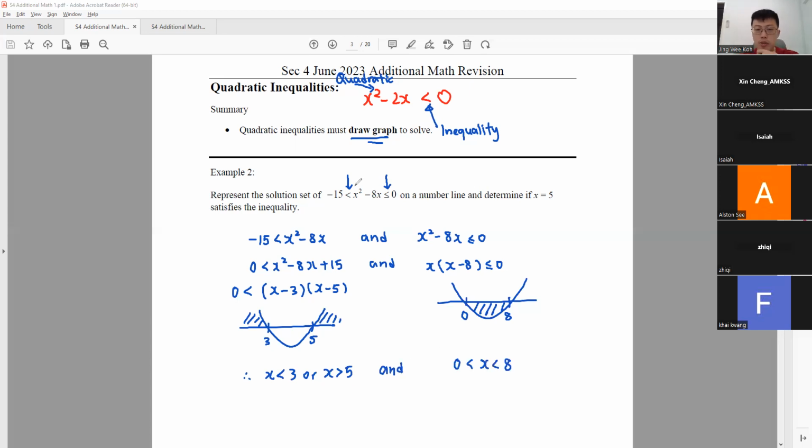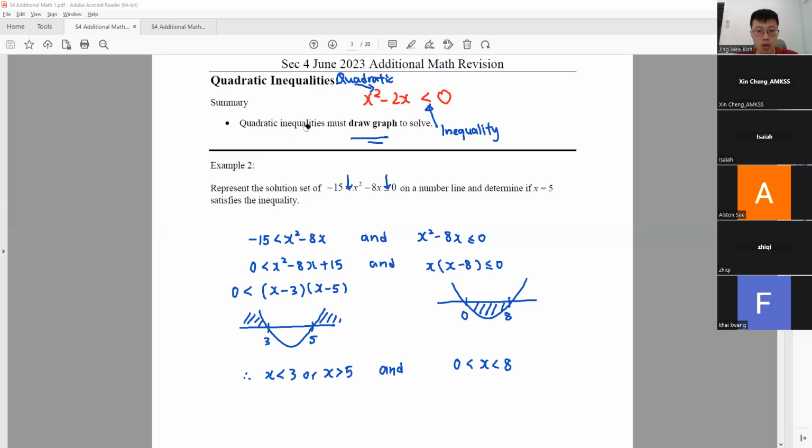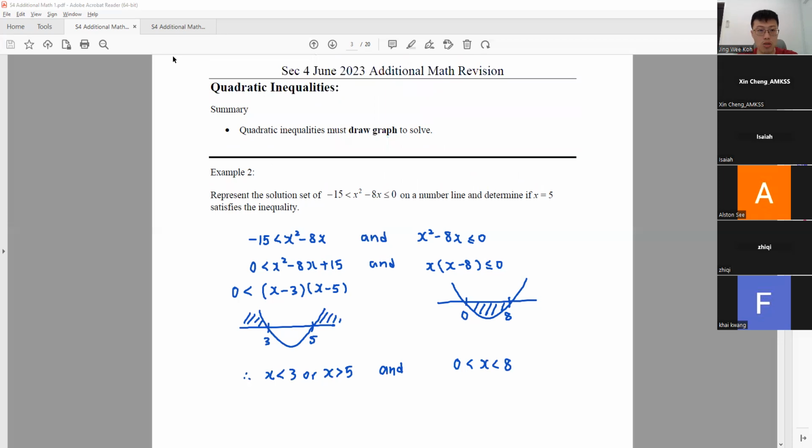You see, in the first place, we broke this into two parts. Now we have to combine them together. How to combine them? Imagine this is asking you, your ice cream needs to be at this temperature and your ice cream needs to be at this temperature. What temperature can you put? If you cannot see, what we do is draw a number line. So this is my number line, with 0, 3, 5, 8. So it must be less than 3 or more than 5, and it must be between 0 and 8.